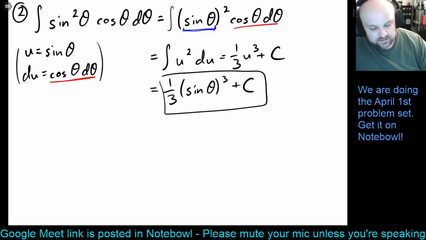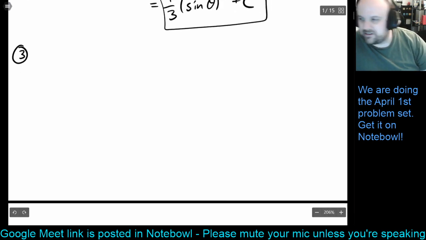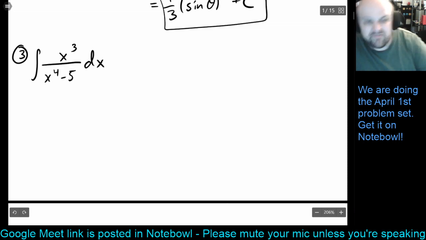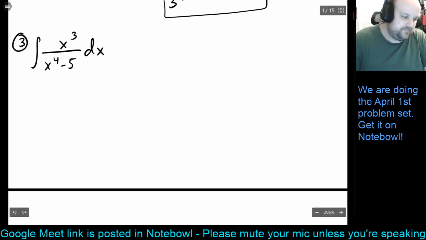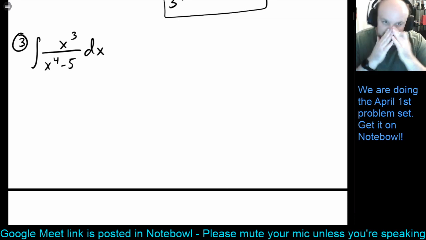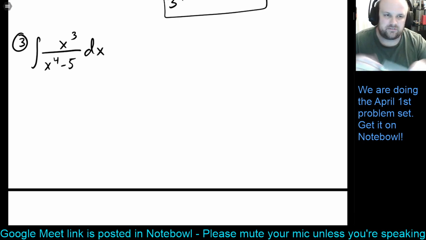So now that we got number 2, let's go ahead and look at the next problem, number 3. I hope we don't get through these too quickly. The integral of x cubed over x to the 4th minus 5 dx. So here, we can use that same logic and see if there's a composition somewhere. Another way, at least I like to think about u substitutions, is: is there a part of this function which is really inconvenient, which is really hard to use?